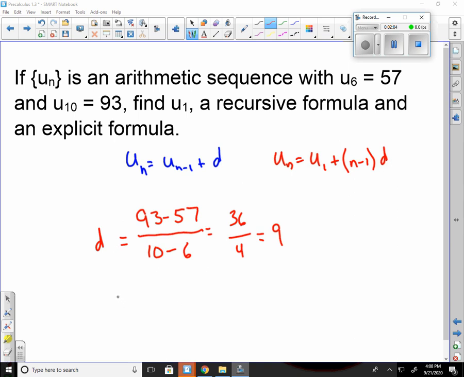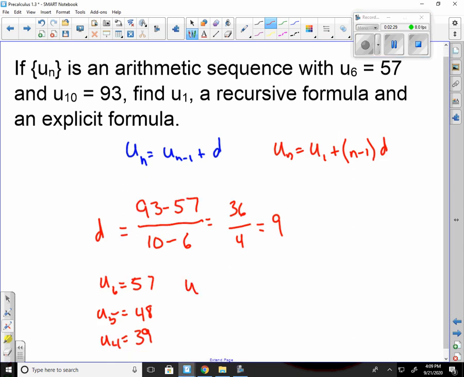Now I can work backwards from my u sub 6 to find my u sub 1. So if I go back 9, that's going to give me 48, and u sub 4 equals 39. U sub 3 is 30. U sub 2 is 21. And u sub 1 is 12. So I have my u sub 1.